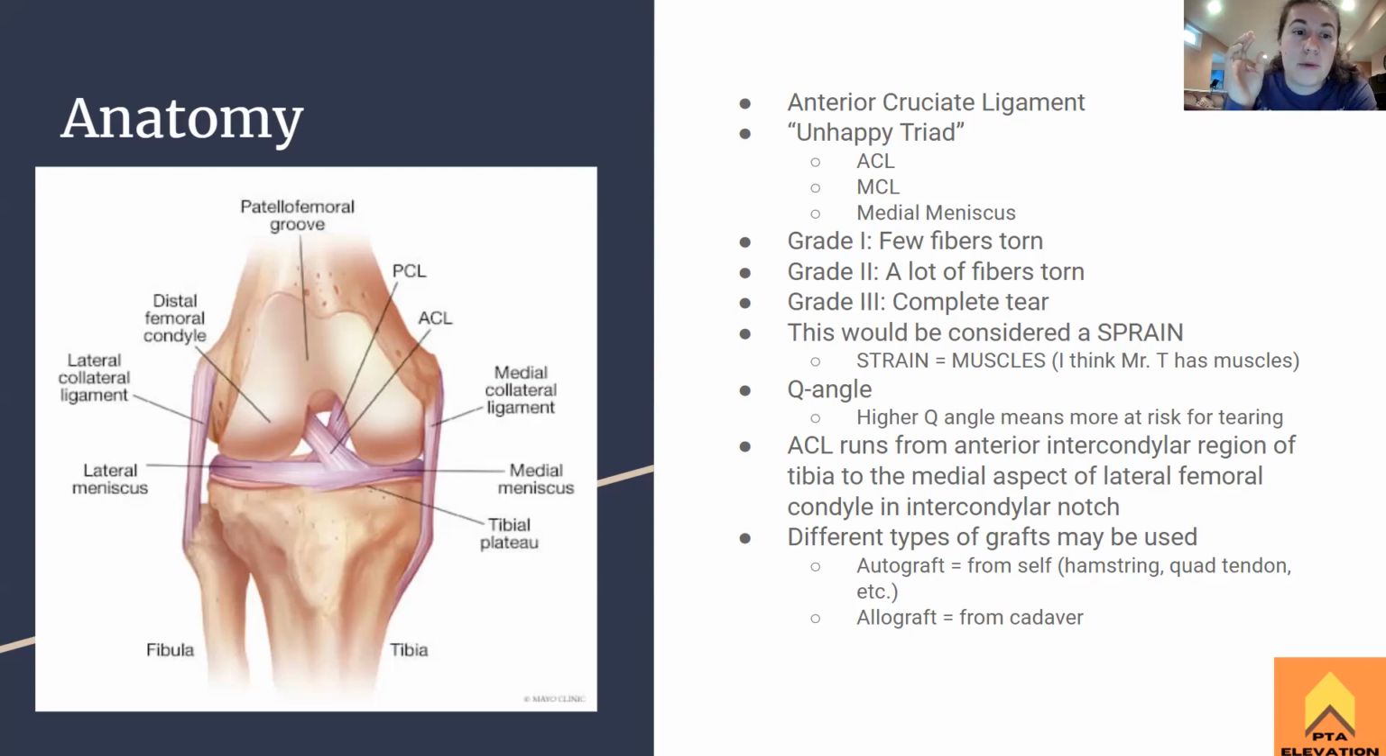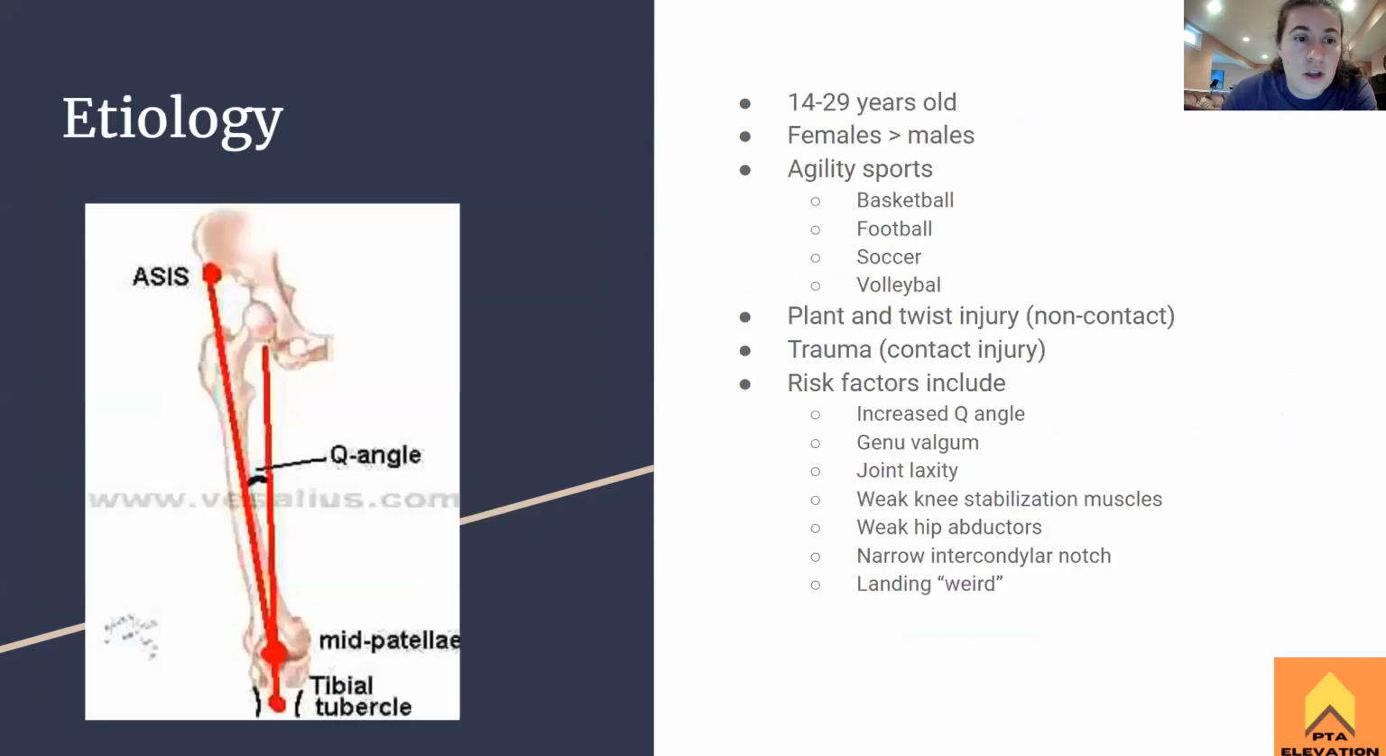Understand that the Q angle also has an element of involvement in whether you're at risk for developing an ACL tear. Here's a picture of the Q angle. The Q angle runs from the ASIS all the way to the middle of the patella, and then to the tibial tubercle. It's whatever the line would be from the ASIS down to the middle of the patella, and then it's the angle. So that angle will be off to the side.